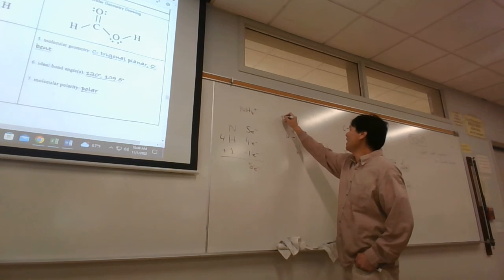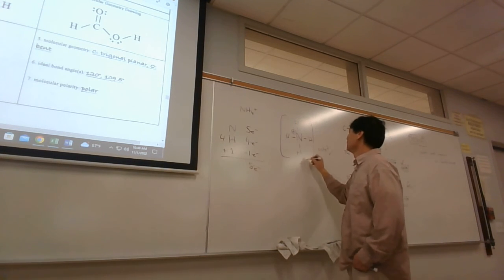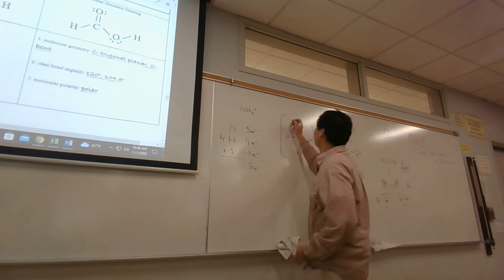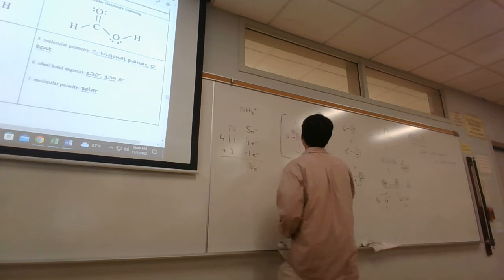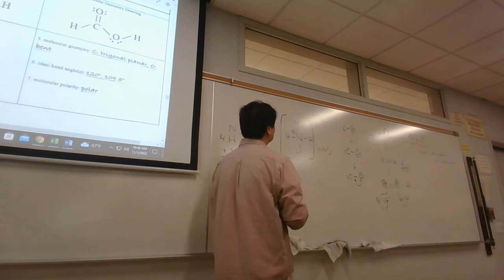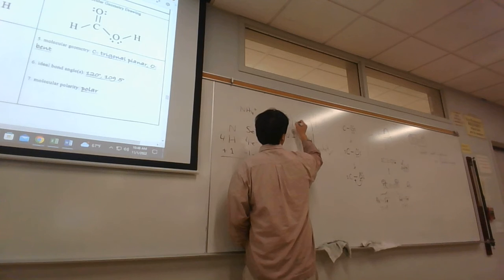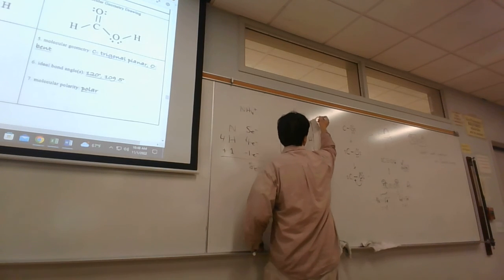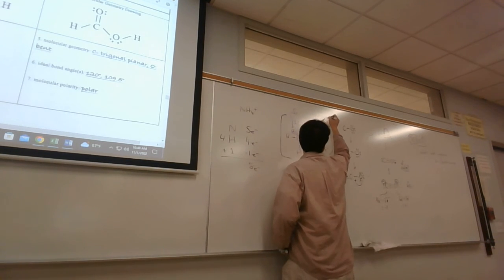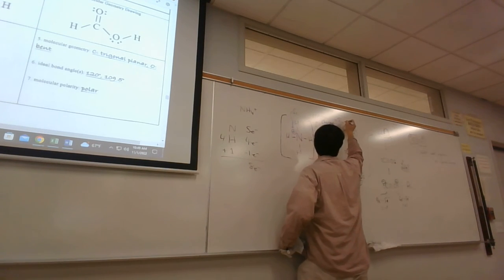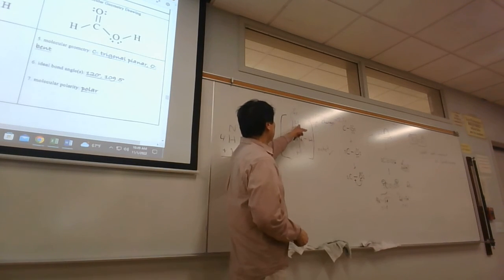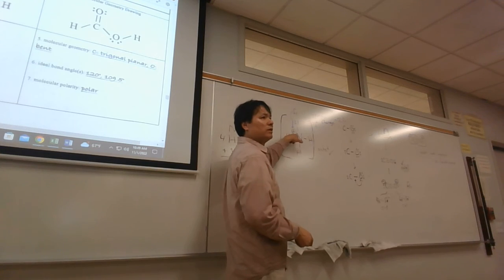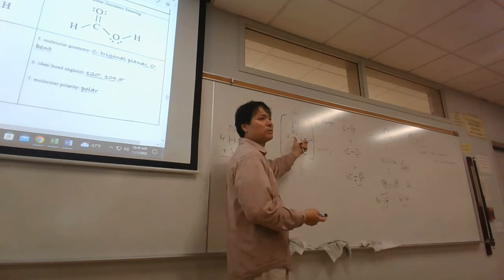And then what we do is we add up all the formal charges. And so we combine all the formal charges, and then we get the net charge, which will be plus. So this is the formal charge. This is the net charge. The net charge is equal to the sum of all the formal charges. In this case, it's 0 plus 0 plus 0 plus 0 plus 1. Gives us plus 1.